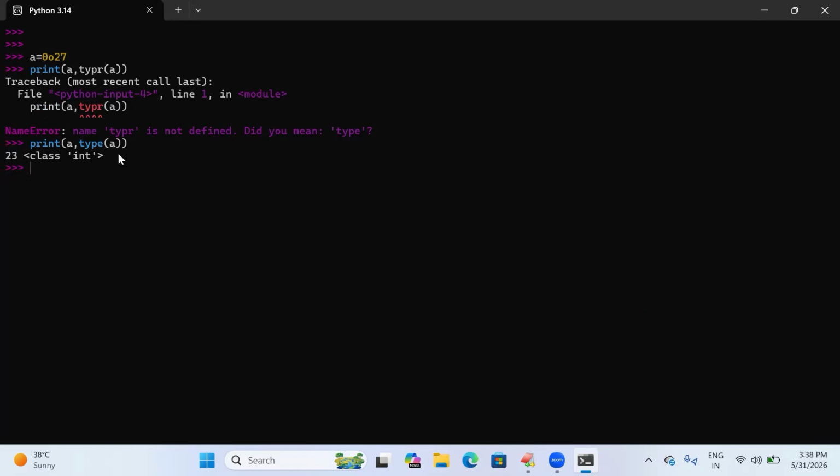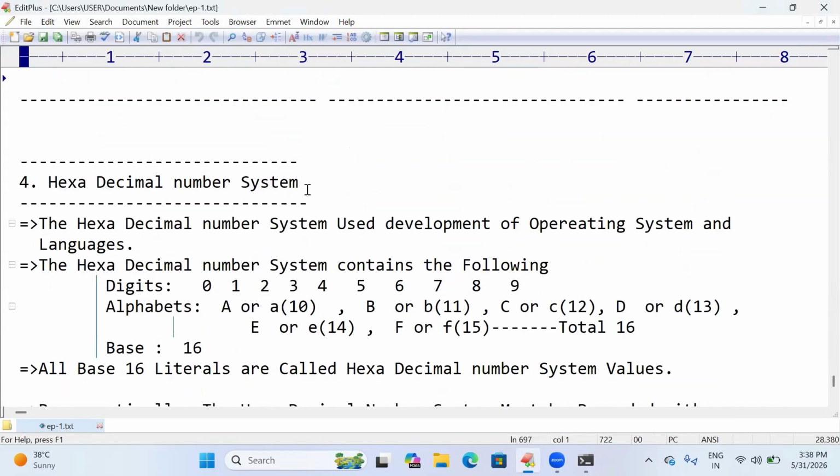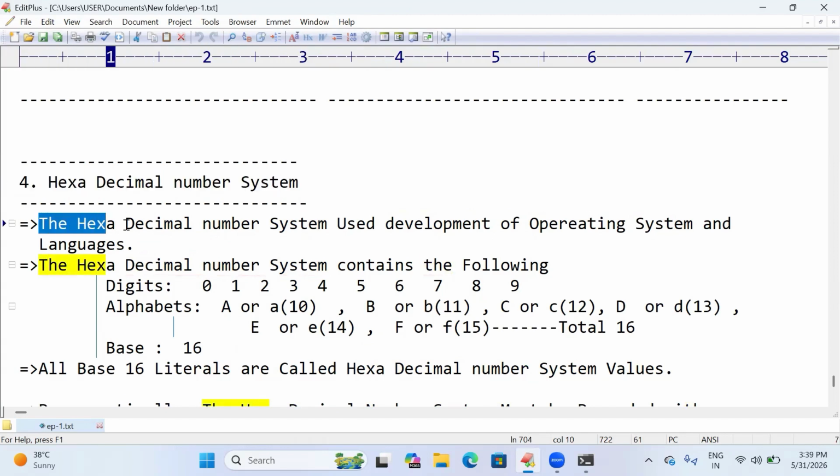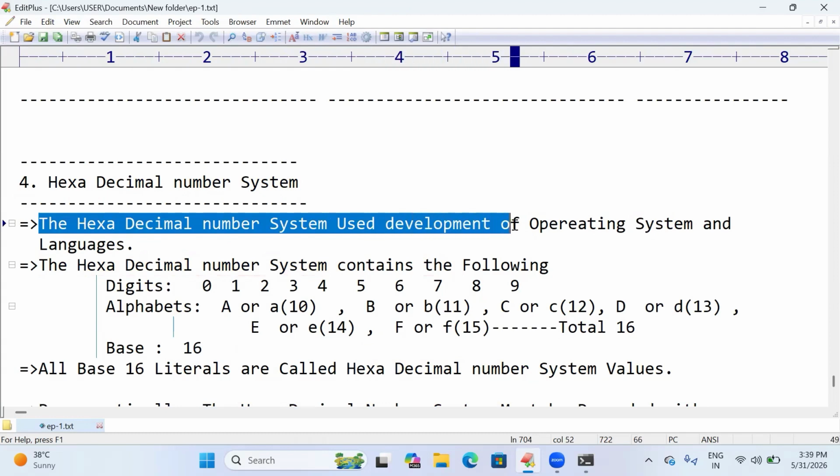If we take A equals 0 capital O of the same 27, next I'm trying to print that. So see, capital O is permitted, small o is permitted. So this is a practical explanation of the octal number system. INT can store octal number system values. So next we are stepping into the hexadecimal number system. So next is the hexadecimal number system. The hexadecimal number system is used in the development of operating systems and languages.